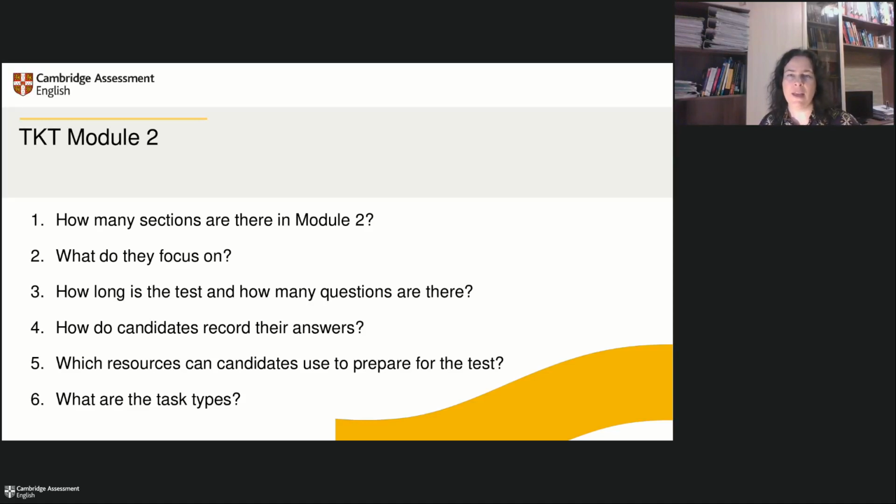Yes, during the exam, when you sit the test, you won't be able to use any reference materials, of course, Ludmila. This is a test of your knowledge, Teaching Knowledge Test. You will have to demonstrate what you're aware of.